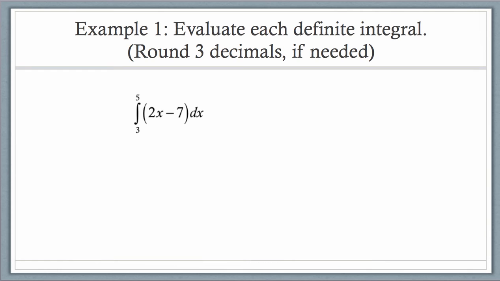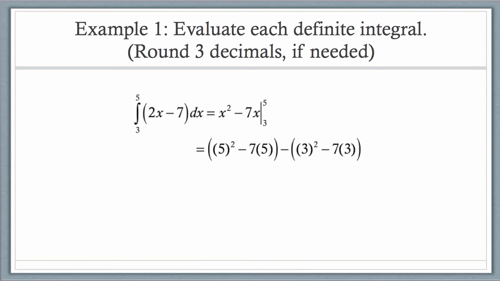So in the next three examples, we're going to look at finding these definite integrals, and if necessary, we'll round. So here I'm looking at the integral from 3 to 5 of 2x minus 7. The very first step is to find the antiderivative. The antiderivative of 2x minus 7 is x squared minus 7x. I want to now evaluate that from 3 to 5.